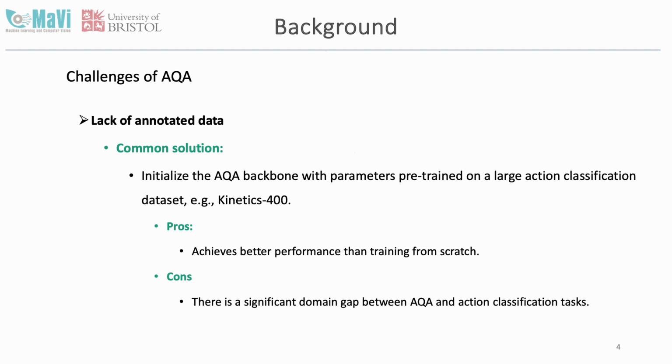One of the main challenges of AQA is the lack of annotated data. A common solution to address this issue is initializing the AQA backbone with parameters pre-trained on a large action classification dataset like Kinetics 400. While better than training from scratch, deploying such a pre-trained model is suboptimal for AQA because of the large domain gap between action classification and action quality assessment.